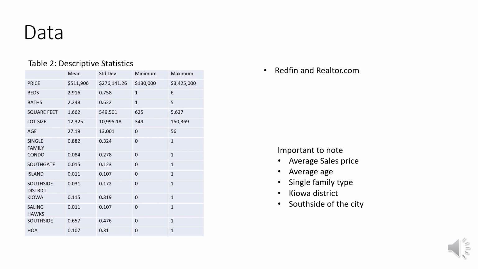88.2% of all the properties within the data are classified as single family type properties, with 11.5% of all properties within the data set being located in the Kiowa district, which is higher than the other districts. For example, Southside District has 3%, and Island District, Southgate District, and Saling Hawks District all have about 1% of all the properties in the data set located in those districts.